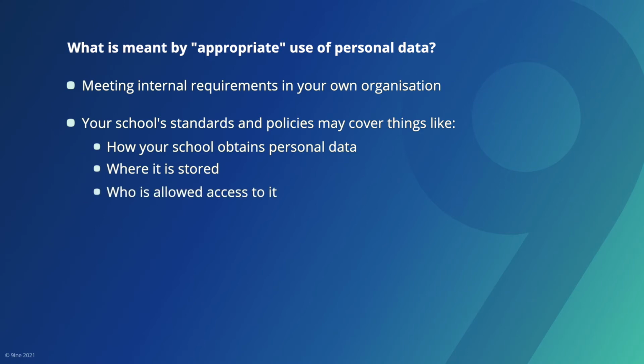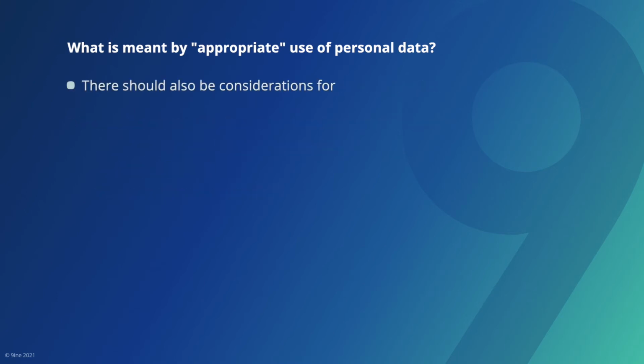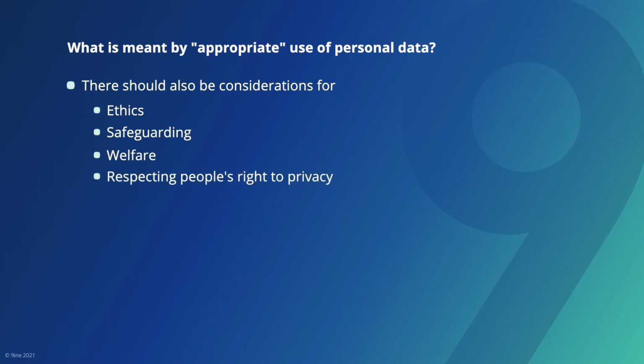This may cover things like how your school obtains personal data, where it is stored, and who is allowed access to it. The second priority of a data protection program is to ensure that processing meets the internal requirements of your organisation. The legal requirements, together with your organisation's policies, will include specific objective rules on what is expected. But they will also have expectations that are harder to quantify, such as consideration for ethics, safeguarding, welfare, and respecting people's rights to privacy.